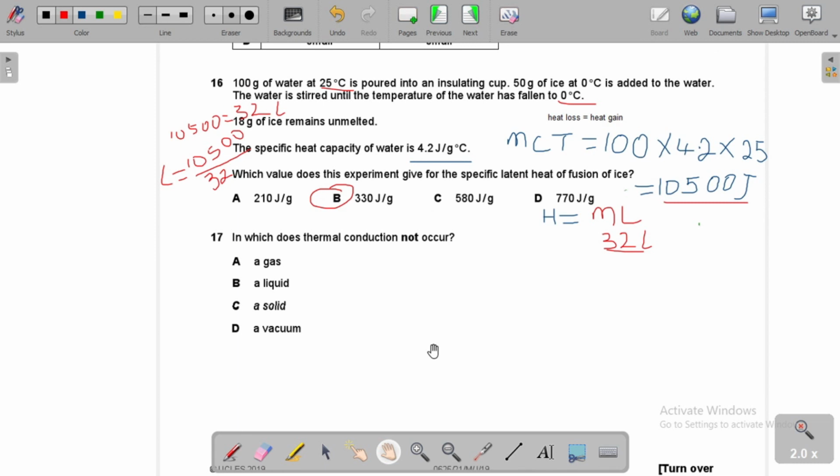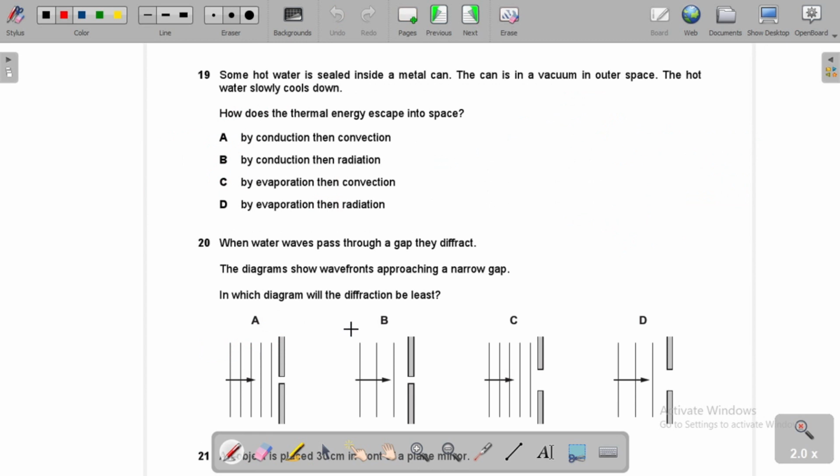In which does thermal conduction not occur? A gas, a liquid, a solid, and a vacuum. The answer without wasting time is a vacuum, because conduction requires a material medium for transfer. Next question.